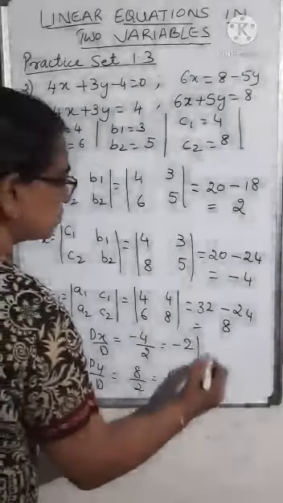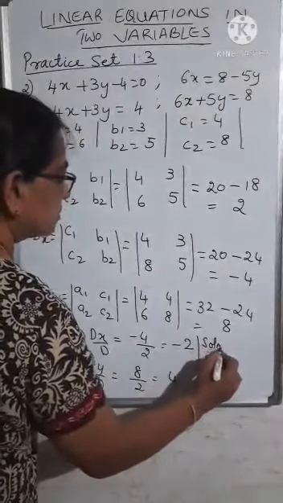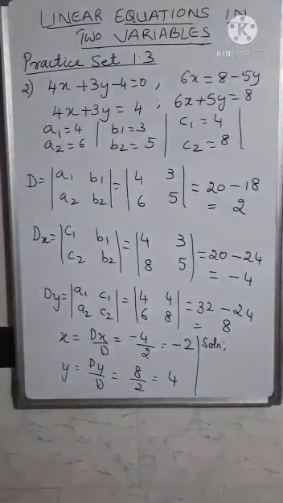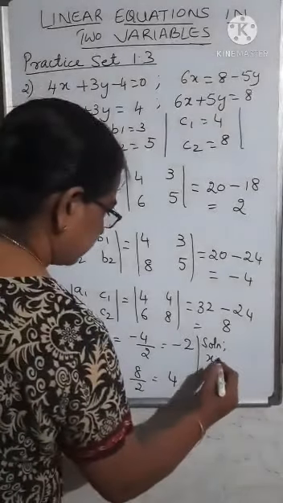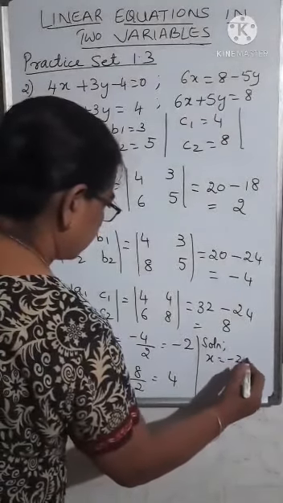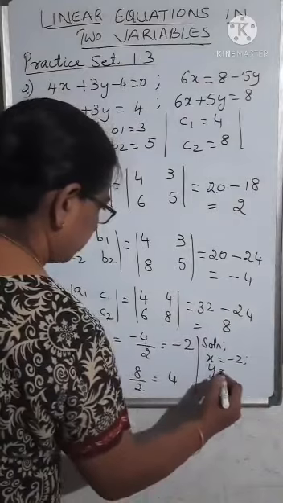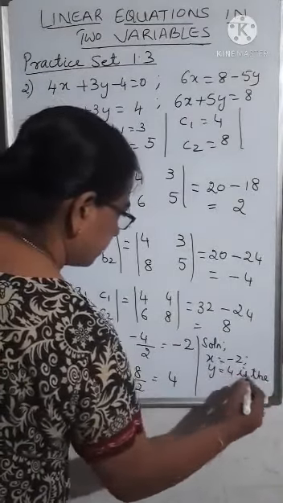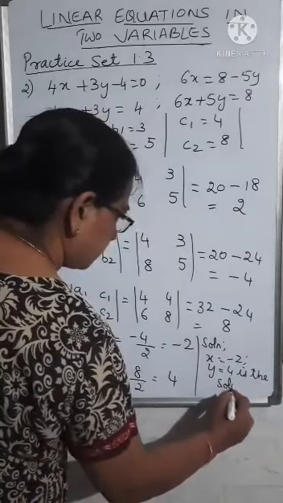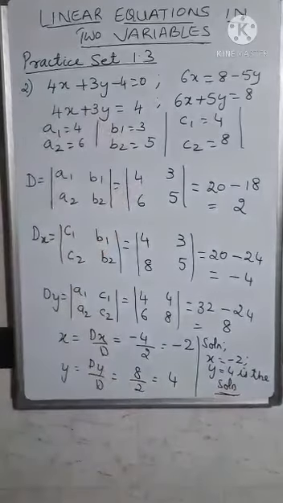Then you write what is the solution. So solution is, that is you have got the values of x and y, that itself is the solution. Therefore x is equal to minus 2 and y is equal to 4 is the solution. So this completes the problem.